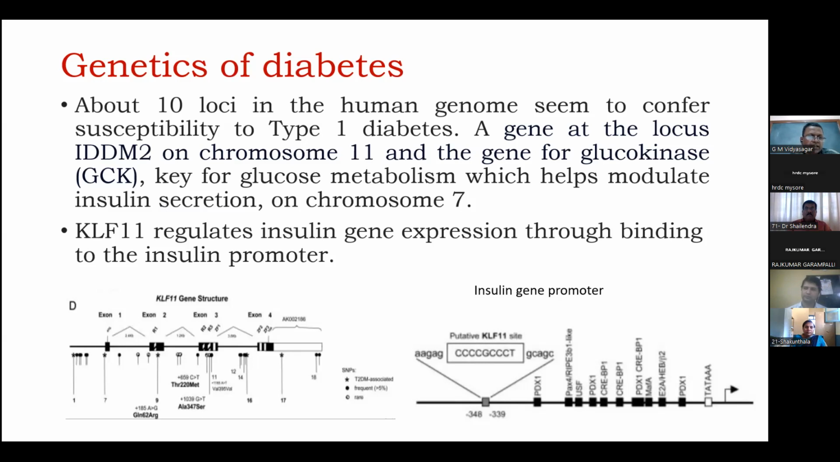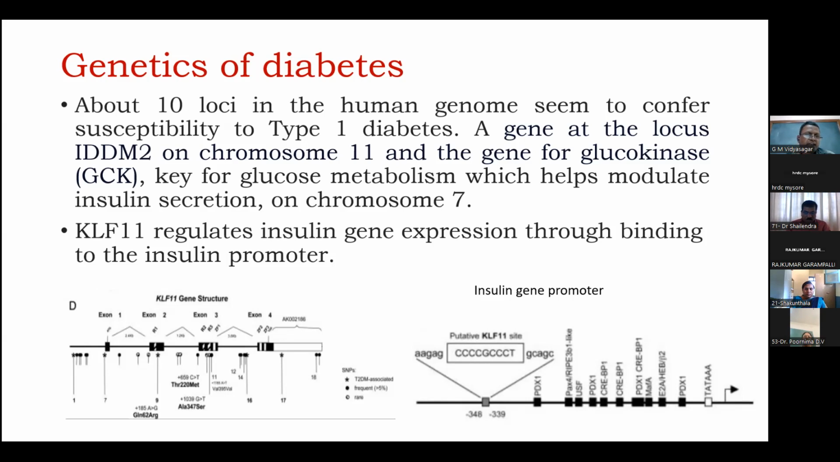The first picture is the KLF gene structure. See, there are four exons, and there are different sites in this. And this is the transcription factor. This gene regulates a protein, and this protein acts as a transcription factor, which binds on the insulin gene promoter. In the second picture, there is a promoter, that's the insulin gene promoter here, CCCC GCCCT. This is the location where this transcription factor binds and carries out the gene regulation of insulin.